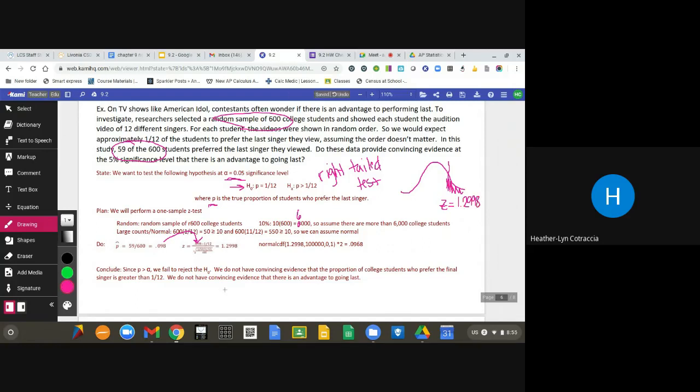Okay, so once I have that, I'm going to find the probability of being in that region right there, and that's my p-value. So that's assuming the null is true, that it is 1/12, let's see what the probability is of getting the sample data that we did. These should be labeled, so we know that this is my min, this is my max, this is my mean, and my standard deviation. And notice that this is standardized because we found a z.